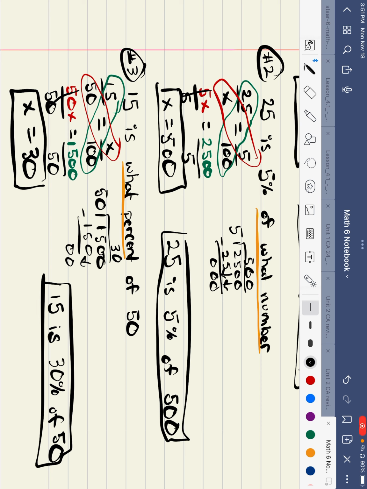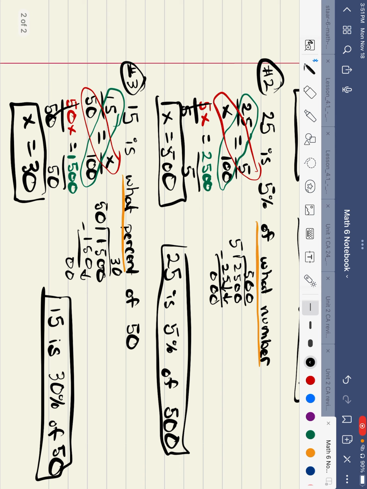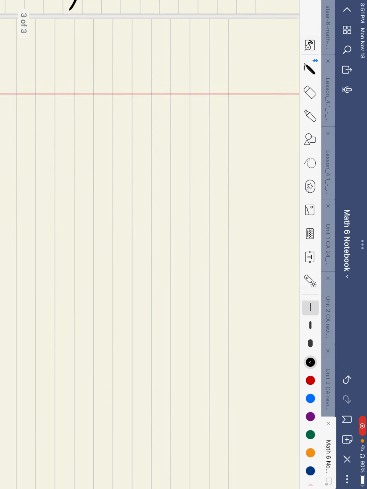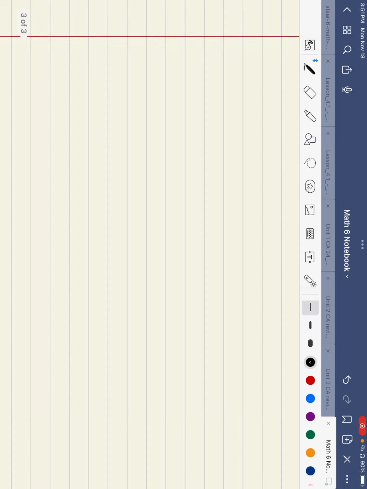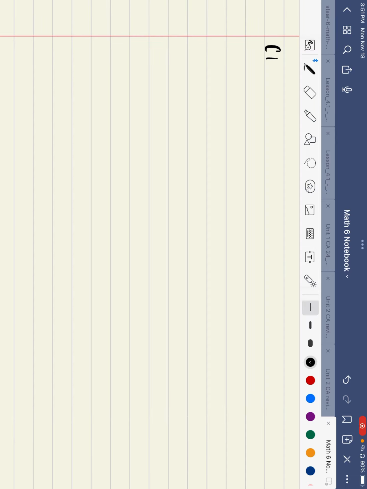Okay. So those are essentially the only types of problems you're going to see. They're going to ask you for the is, they're going to ask you for the of, or they're going to ask you for the percent. So you just got to be able to identify what they're asking you for. All right. So I'll give you a couple problems to practice with, and then I'll reveal the answers. We're going to call these our CFUs. So we're going to check to see if you understand.